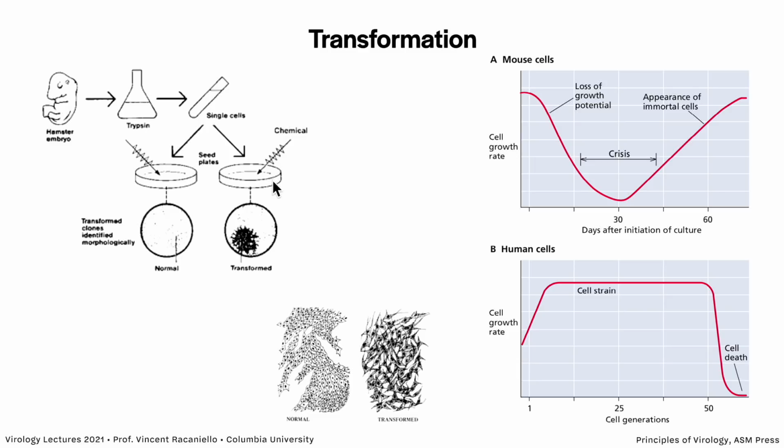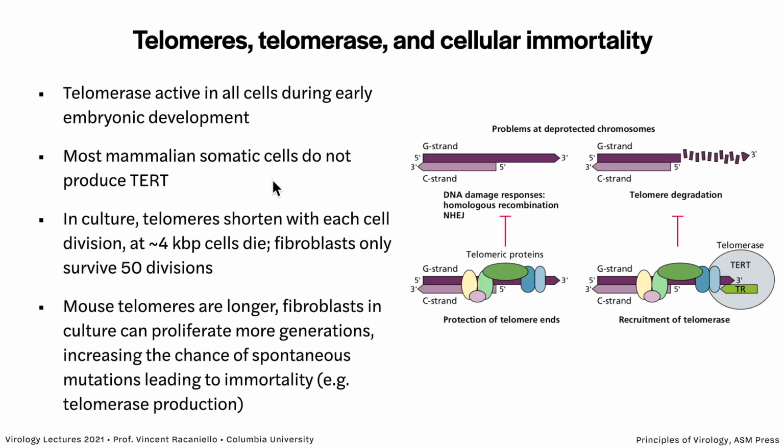You can do it with ultraviolet light. We're basically introducing mutations into the genome of the cell in order to do that. The ability of cells to become transformed, another way to look at that is called cellular immortality. It has a lot to do with telomeres, telomerase, and their activity.